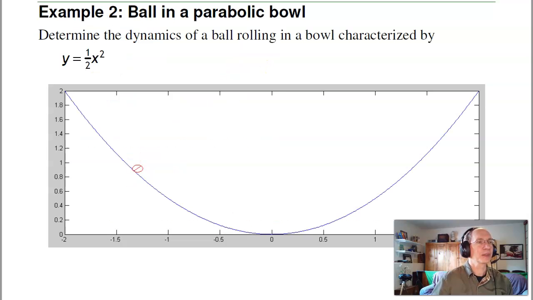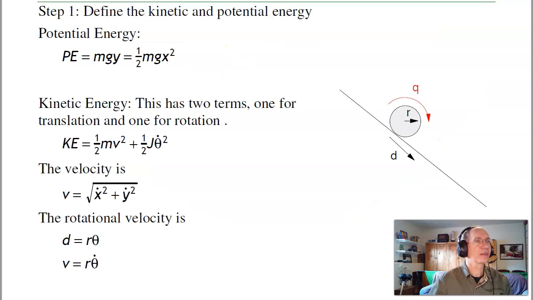So that's for a simple system. Let's do a more complicated system. Let's take a ball rolling in a parabolic bowl. I want to come up with the dynamics for this. Let's assume gravity's going down at 9.8 meters per second squared, and the shape of the bowl is y equals 1/2 x squared. Again, this looks like a fairly innocent system, but it's actually fairly complicated. To start out, I need to define the potential energy and kinetic energy for the system. The potential energy is just mgy. Substituting, it's 1/2 mgx squared.